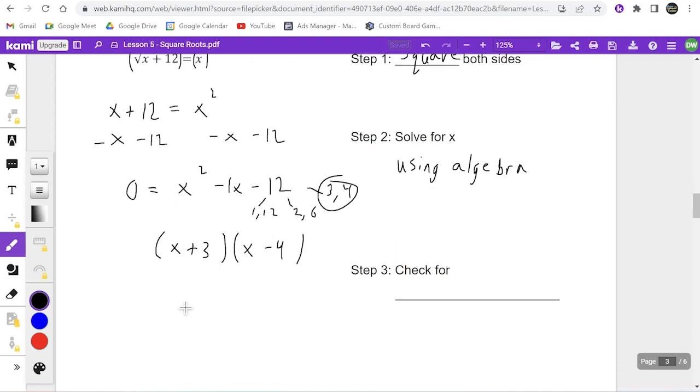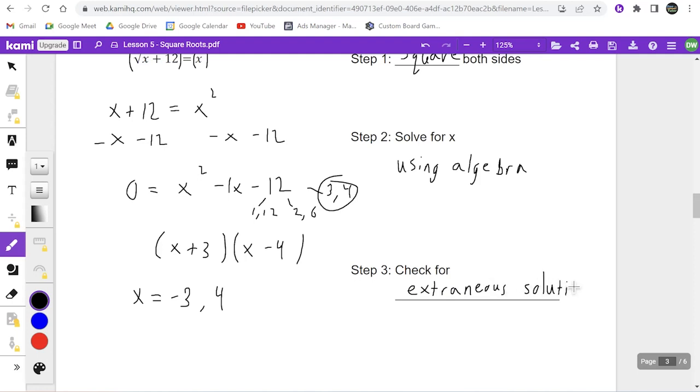So it looks like we get 2 solutions. x equals negative 3 and positive 4. Because remember, the solutions are just the opposite of the factors. And it looks like we're done. Except you need to do step 3, which, and this happens whenever you square both sides, you need to check for extraneous solutions.